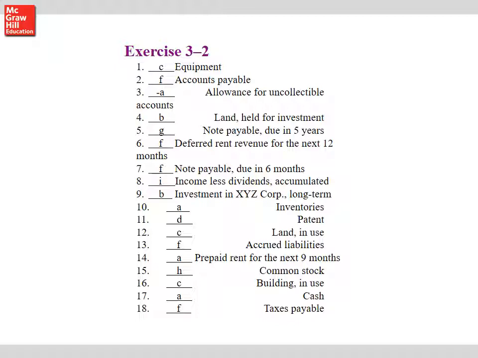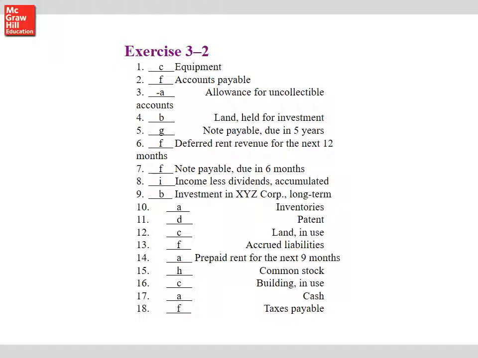Income less dividends accumulated would be I, retained earnings. Investment in XYZ Corp, long term, would be an investment. B, investment in funds. Inventories are current assets. A. Patent would be categorized as an intangible asset. D. Land in use. Now, if you're using it in your business, that's a property, plant, and equipment category. C. Accrued liabilities. Those are current liabilities.